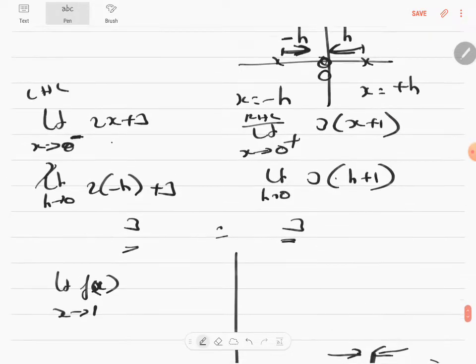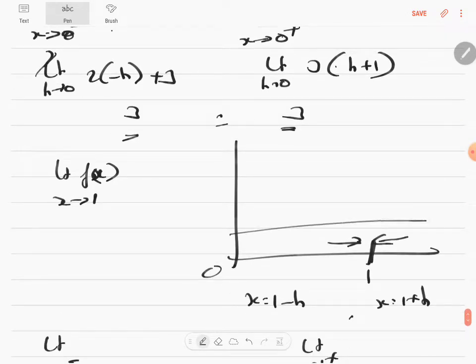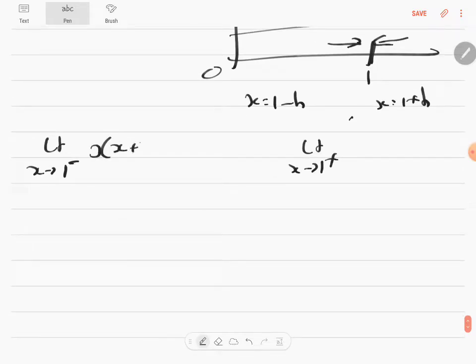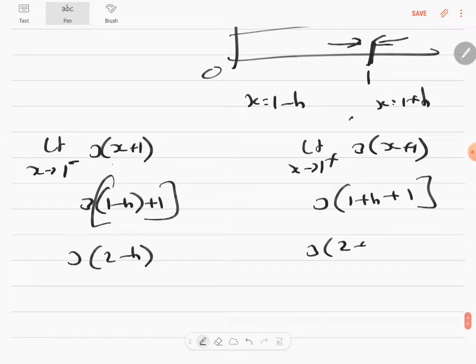There is no separate formula for less than 1 and greater than 1, because you have the formula for greater than 0 which will apply for less than 1 also and greater than 1 also. There is only one formula for greater than 0, which is 3 into x plus 1. So here also it is 3 into x plus 1, here also 3 into x plus 1. You are not going to write x as x. You are going to write 3 into 1 minus h plus 1 and 3 into 1 plus h plus 1. Correct? So this will be 3 into 2 minus h, this will be 3 into 2 plus h, limit h tends to 0.